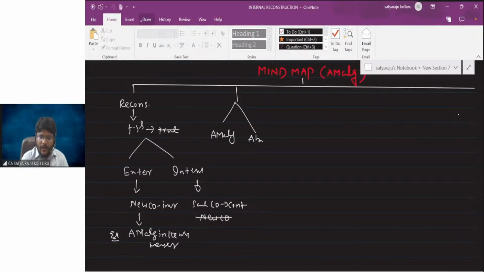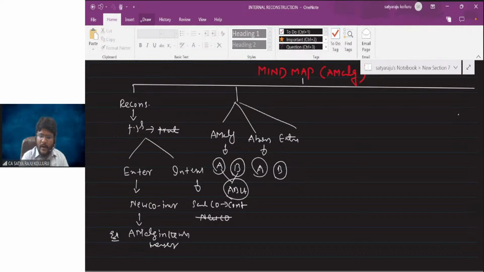What is the meaning of absorption? What is the meaning of external reconstruction? Amalgamation means two or more companies liquidate and a new company is going to form, which is known as amalgamation. In case of absorption, an existing company will take over another existing company, which is known as absorption. In case of external reconstruction, a new company is incorporated to take over the existing company.